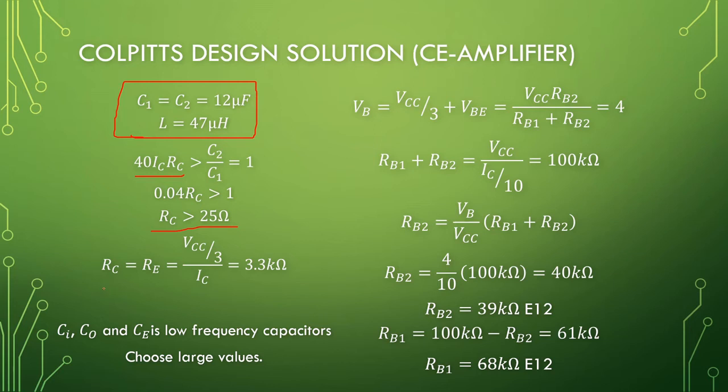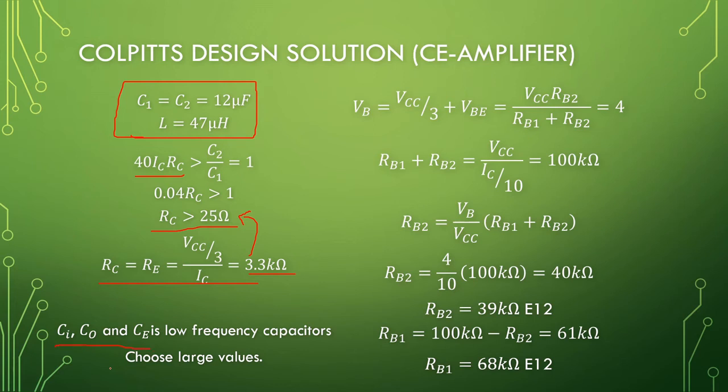Right, designing for maximum swing and stabilizing the collector current, our collector resistor and emitter resistor should be the same values, and we divide our VCC over the two resistors and the transistor, so VCC over 3 divided by IC yields a collector resistor of 3.3 kilo ohms. Okay, so our oscillation will start with this collector resistor choice.